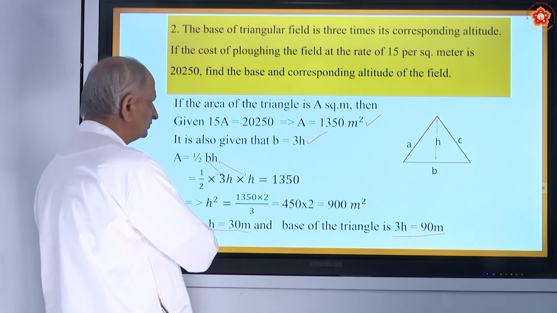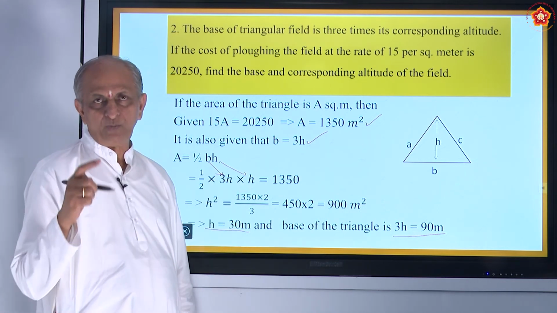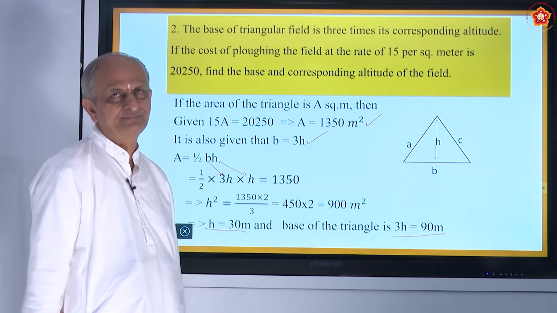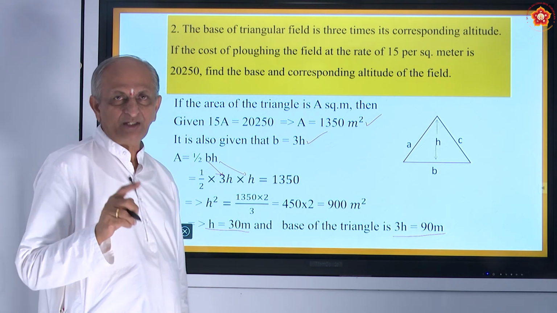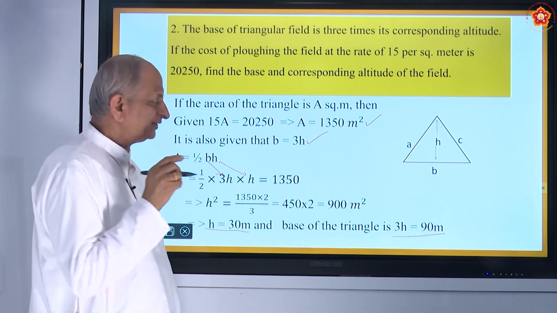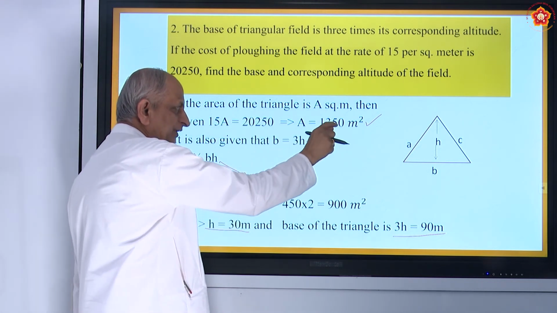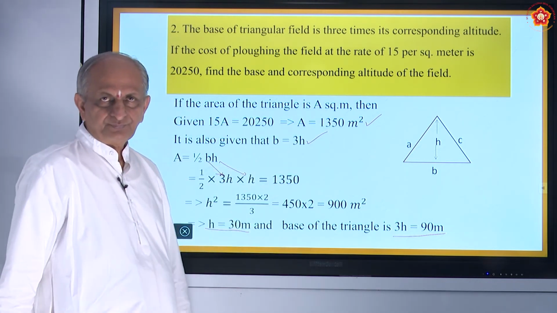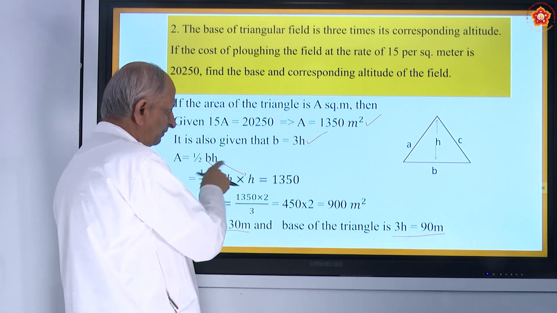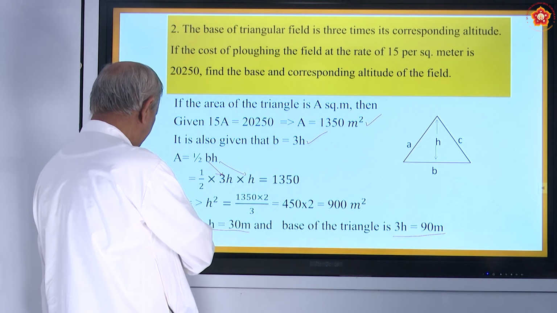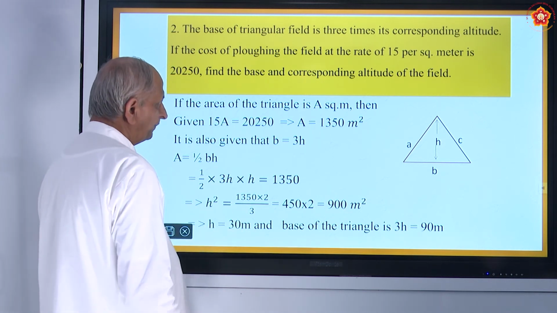Okay, this is a 2-mark question. It is called an understanding question. The first one was a knowledge question, a direct question. Here it is understanding, that you must know how to get the area first. Then you have to find the relation between the two, base and height. Then you have to find the answer. Okay. Now coming to the next question.